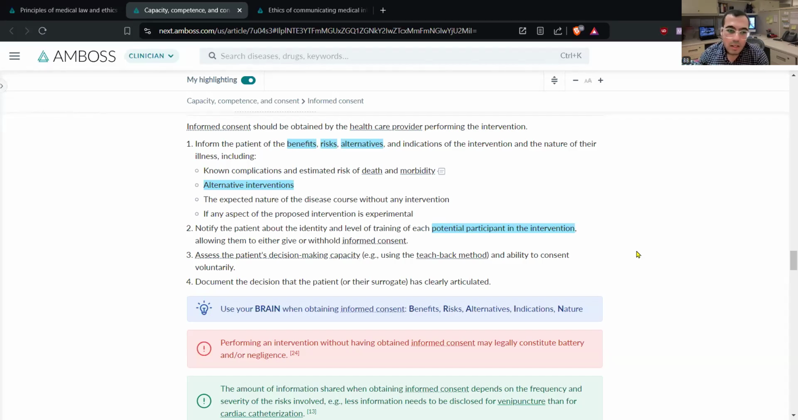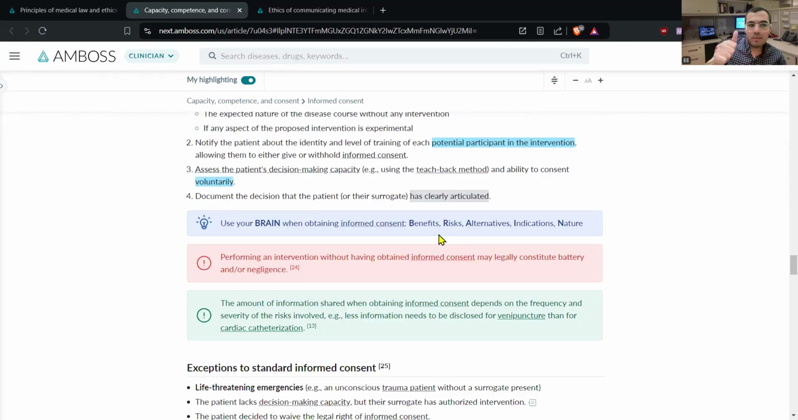Okay. Then I'm going to assess the patient's decision-making capacity using the teach-back method and the ability to consent voluntarily. Then I'm going to document the decision and have the patient sign it as clearly articulated. Use your BRAIN when obtaining informed consent. BRAIN stands for benefits, risks, alternatives, indications, and nature. Performing an intervention without having obtained informed consent may legally constitute battery or negligence.